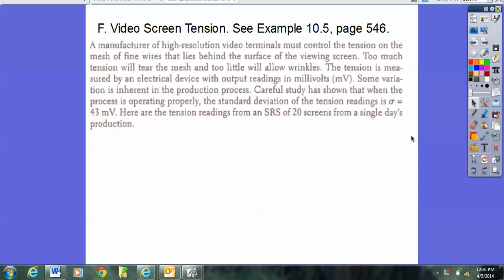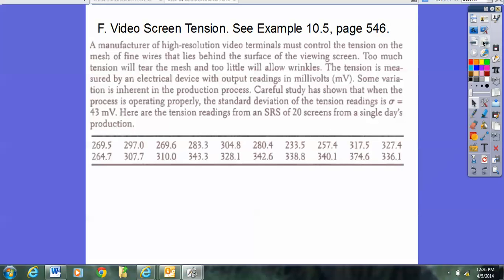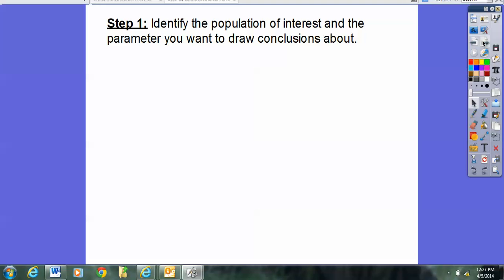Careful study has shown that when the process is operated properly, the standard deviation of the tension readings is 43 millivolts. Here are the tension readings from an SRS of 20 screens from a single day's production. Okay, so here they are right there. So what we're going to do is construct a 90% confidence interval for the mean tension mu of all the screens produced that day. Okay, so let's go through the inference procedure.